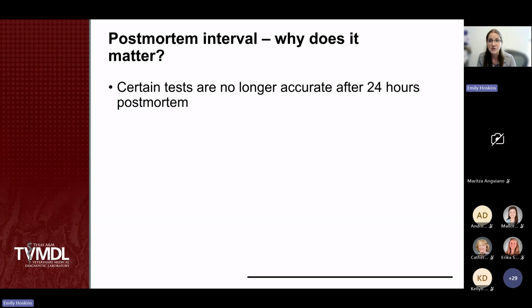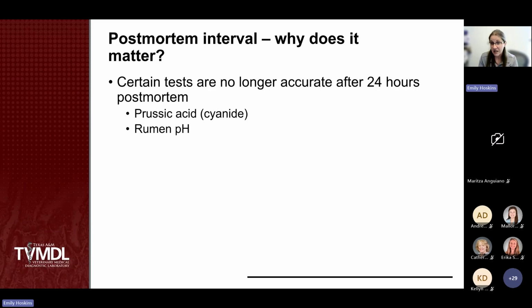There are certain tests that are no longer accurate after 24 hours postmortem. Some examples of that are prussic acid or cyanide toxicity, as well as rumen pH. The pH fluctuates after death to the point that after 24 hours, we are no longer able to, for sure, diagnose rumen acidosis or things like that.